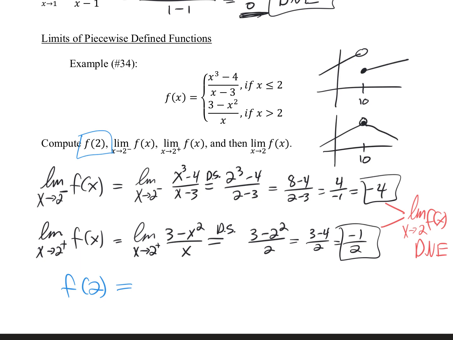So if you are just asked what is f of 2 without any kind of limit notation, your task is you need to determine which definition of this function allows x to equal 2. So you're looking for this equal sign. x is allowed to equal 2 in the top, so we're going to plug 2 into the top part of this equation. When we do that, we get 2 cubed minus 4 over 2 minus 3. This is equal to 8 minus 4 over 2 minus 3, which is 4 over negative 1, a number we've seen before, but we see that this is equal to negative 4 by the end.